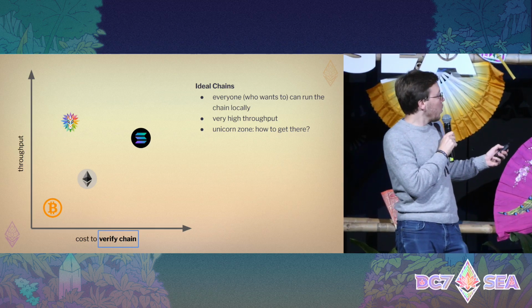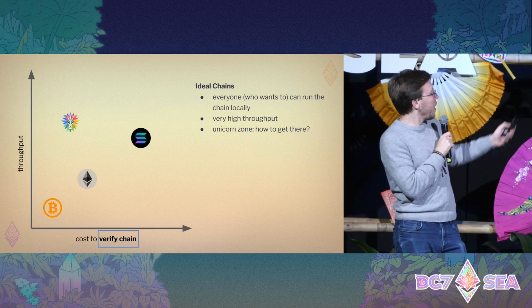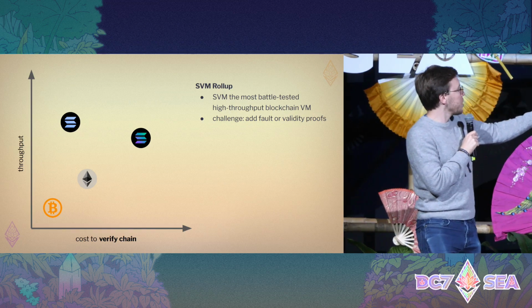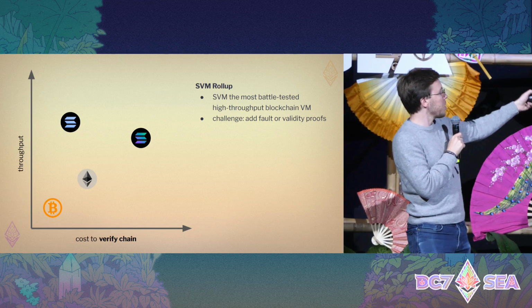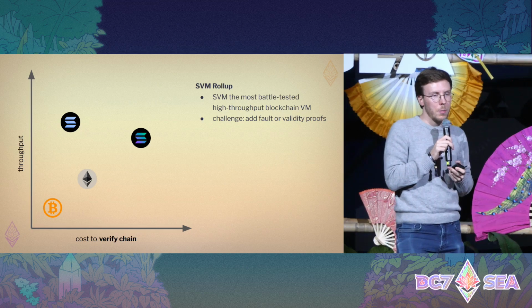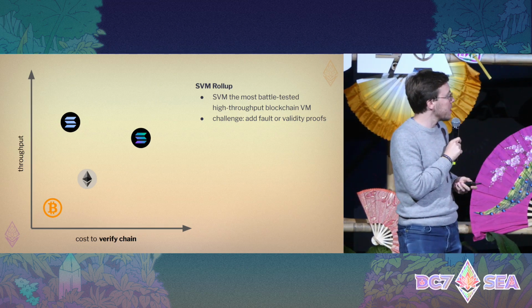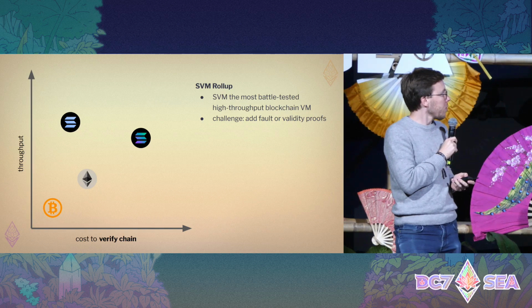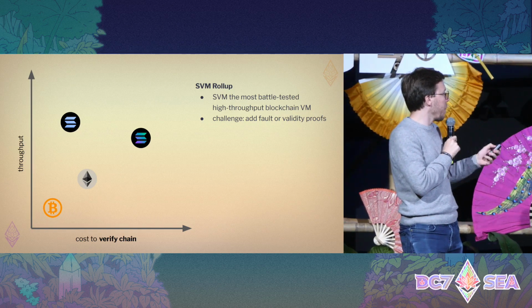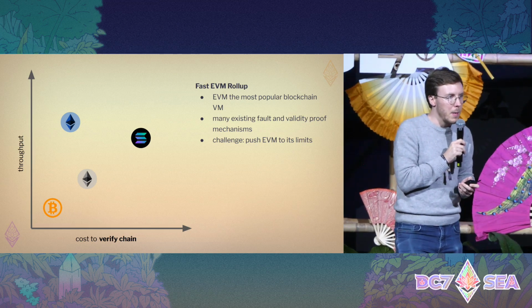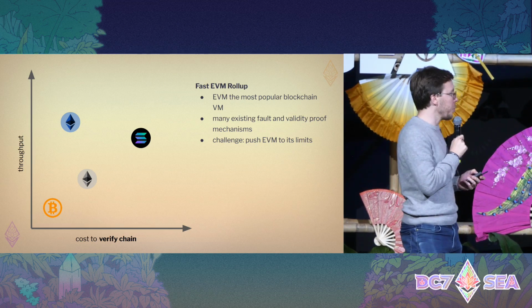Once you get to that place, the thing you could immediately think of is to take the high performance chain and run it as a rollup. There are some projects on Ethereum that do this, that are Solana VM based. It's a bit of a challenge though to adapt them for L2s. Then of course you can also take the EVM and scale it to high throughput.